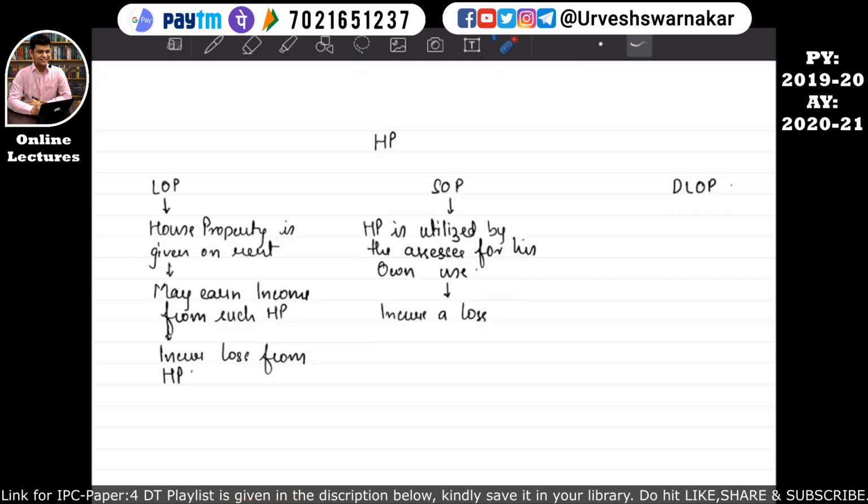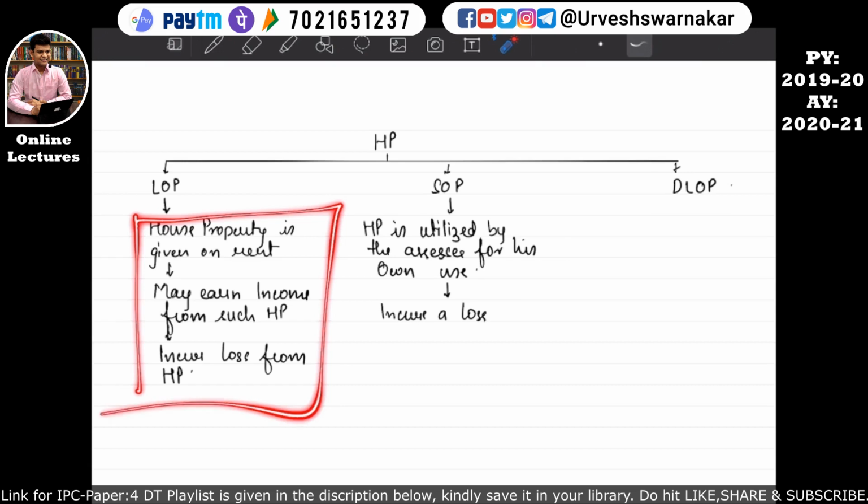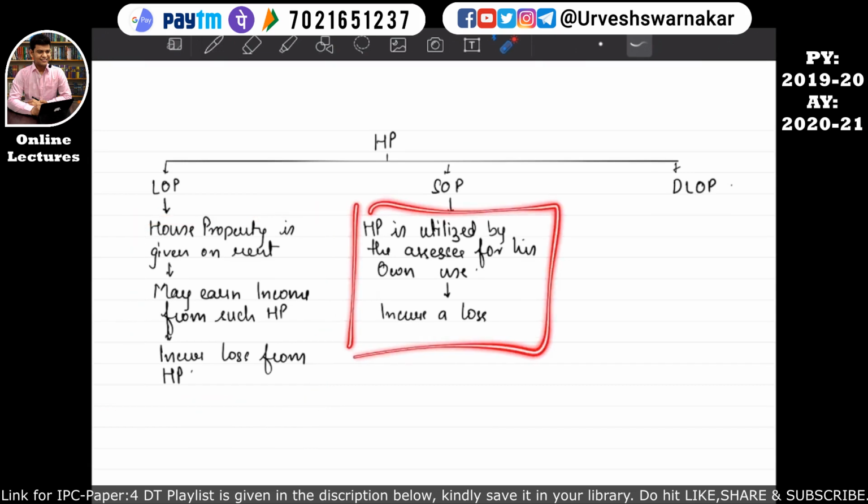So coming back to our blank page, this three category is there. I hope you all have understood this. LOP, DLOP and SOP. So we have understood what LOP means. LOP simply means the property is given on rent. SOP simply means the assessee is utilizing the property, but you are not aware what DLOP means.